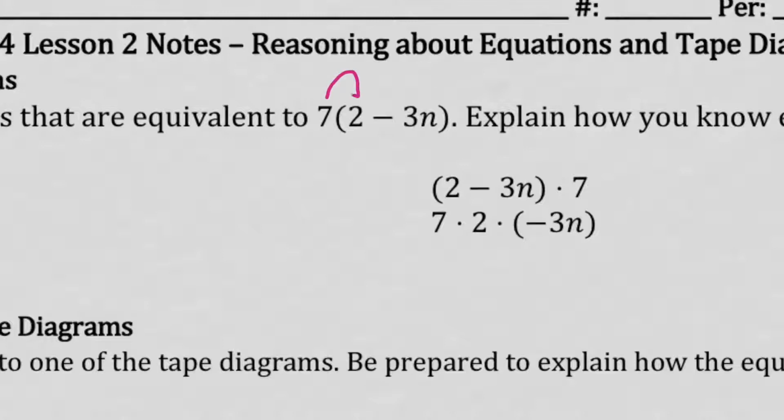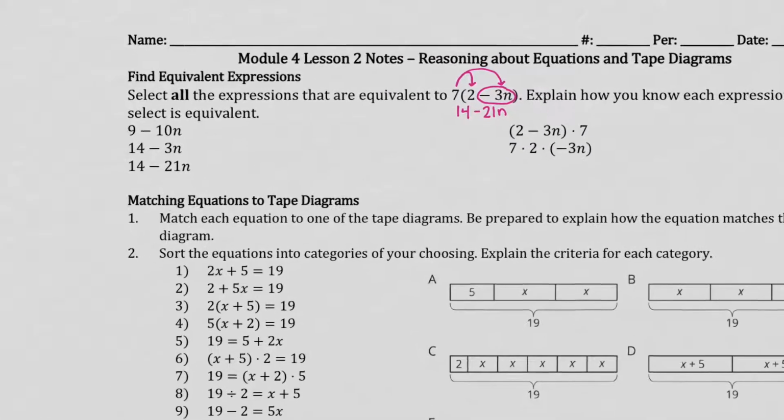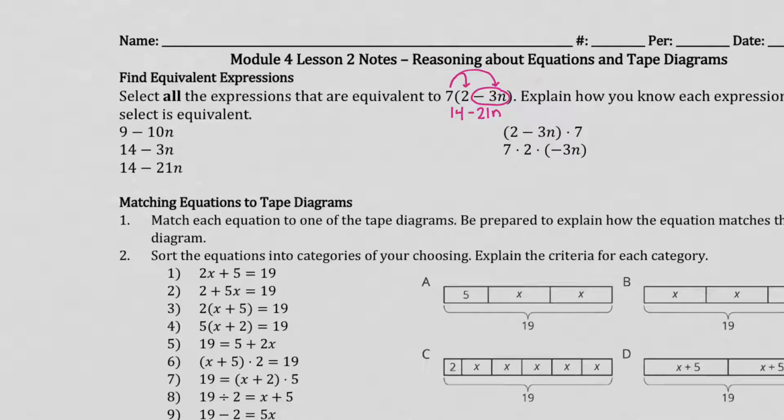So we need to multiply the 7 into the parentheses. 7 times 2 is 14, right? And then 7 times negative 3n, that'd be negative 21n. So what we're looking for here is anything similar to that. 9 minus 10n, well, that's not the same. 14 minus 3n is close, but they didn't multiply the 3 by 7.